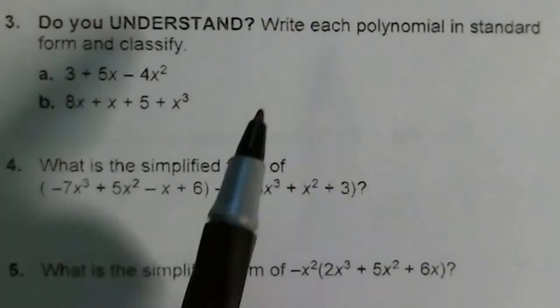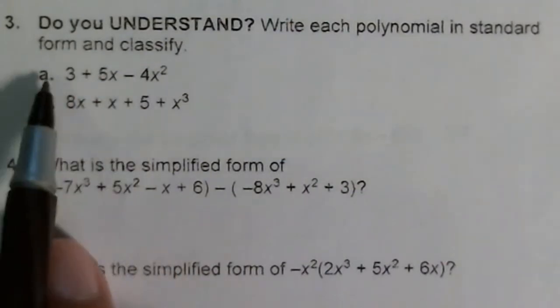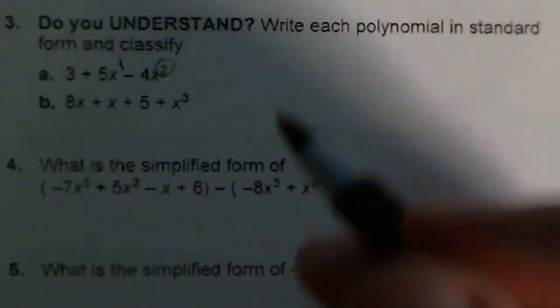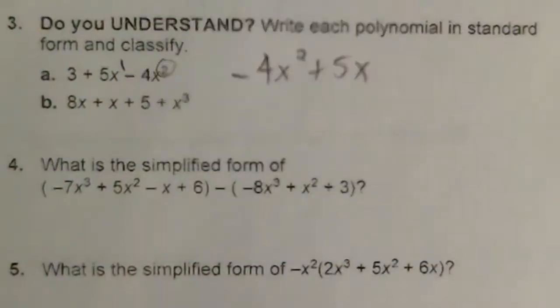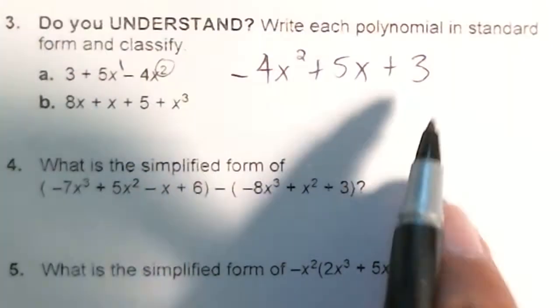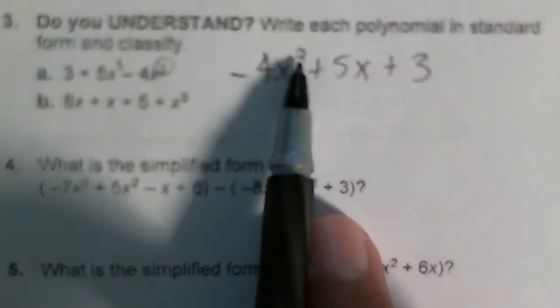Okay, write the polynomial in standard form. So remember, the highest degree needs to go in front of the train. I got a 2, a 1, and a nothing. Okay, so the 2 goes first. So that should be negative 4x squared, then the 5x. I don't need to write the 1, but you can, and then plus the 3. The constants always go on the back of the train, always. Okay, so that's a second degree.